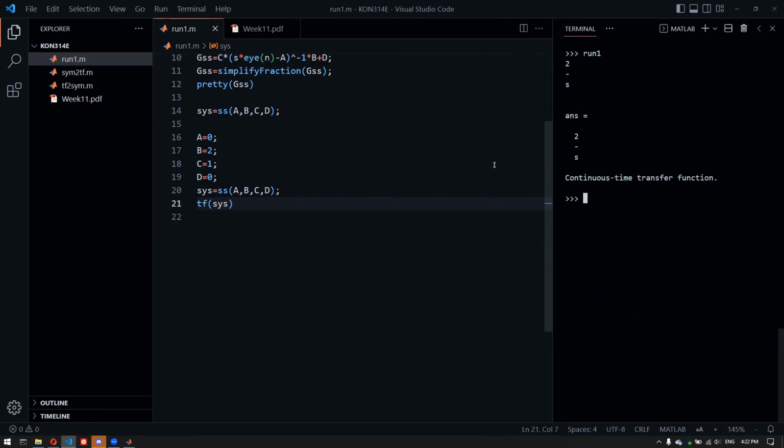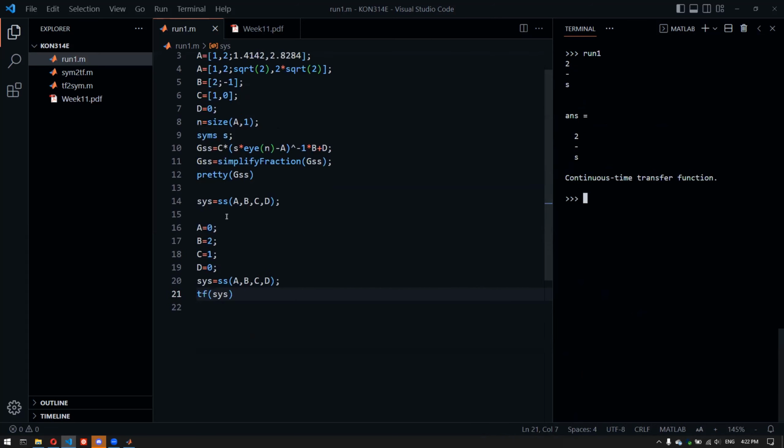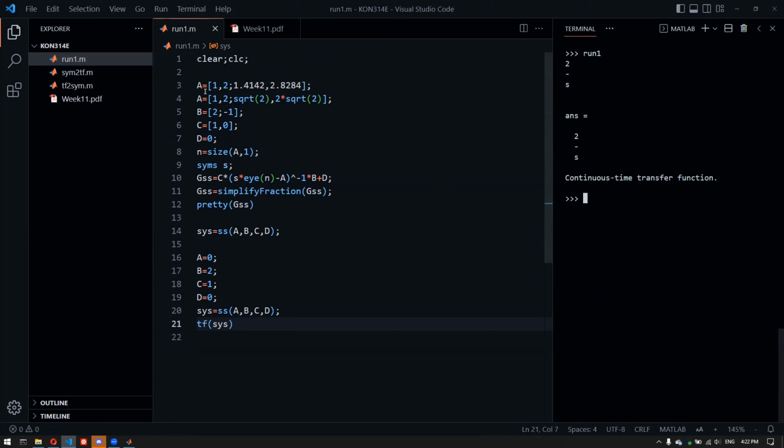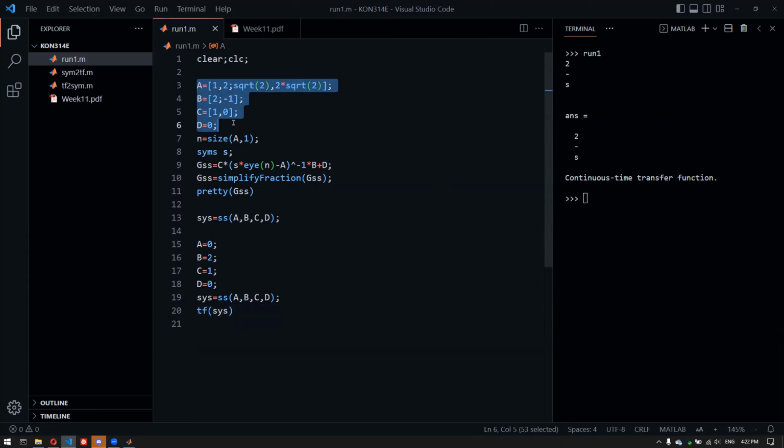There we go. Now you can see I can have basically a model that looks like this. Let me get rid of this. So ABCD can be chosen like this, and it will end up in 2 divided by s, or ABCD can be chosen like this, and it still ends up being 2 divided by s. So this is kind of the point that I want to make here.